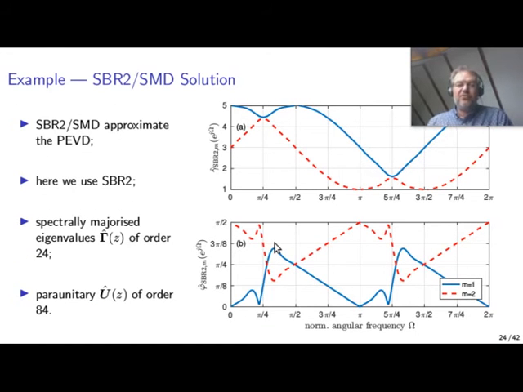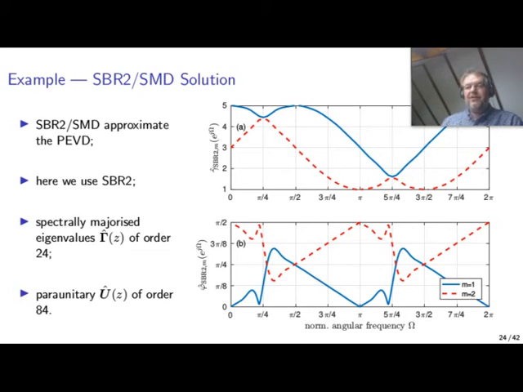So this is now the solution that SBR2 or SMD, for example, provide. We used SBR2 in this case. So the eigenvalues you see are spectrally majorized, of course, because we perform a polynomial approximation. This non-differentiability is not particularly sharp, so it has to be a smooth transition. And for the eigenvectors, you can actually see how the subspace angles refer to what we analyzed before. And you can now see these switching points as well. And of course, because we're trying to approximate a discontinuity, you see these Gibbs phenomena appearing.